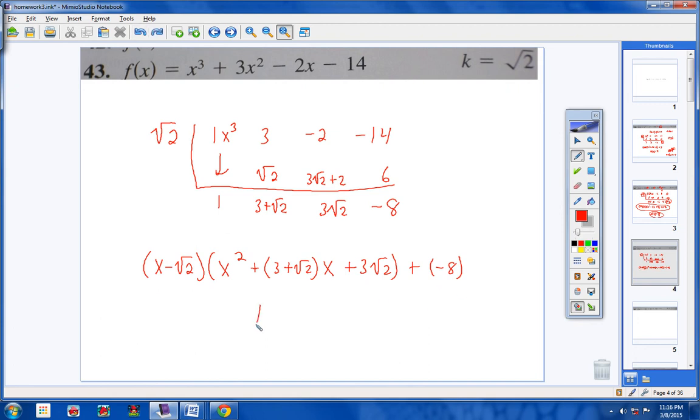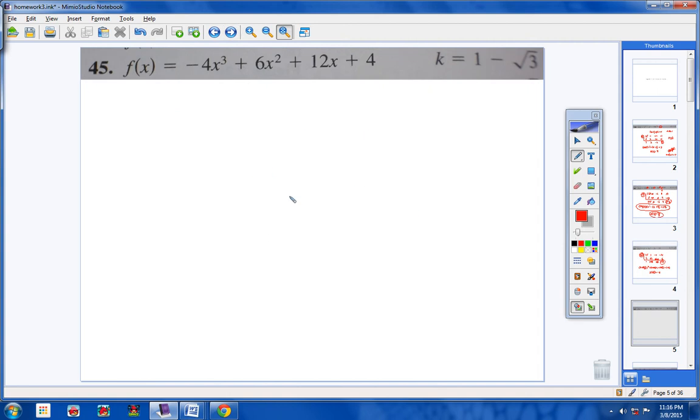Then we said k of square root of 2 equals negative 8. We put this in. We got this out, alright? Let me check the answer in the back of the book. Yep, everything looks good. Moving on to number 45.